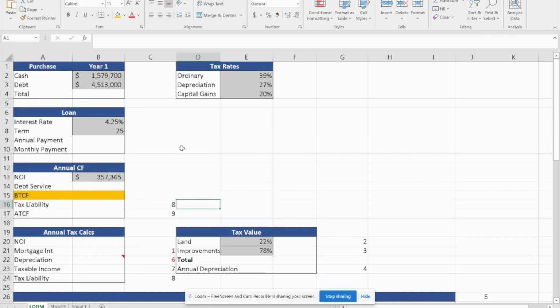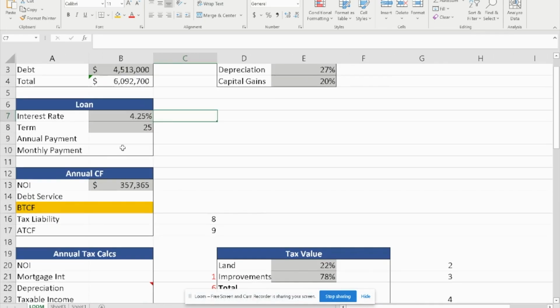So here we go. The first step is to calculate the total investment for this retail project. All you need to do here is sum up the cash and the debt, so you can see the total purchase price, if you will, for this project. And so you get $6,092,700.